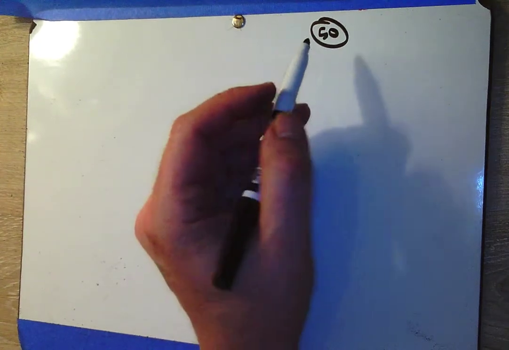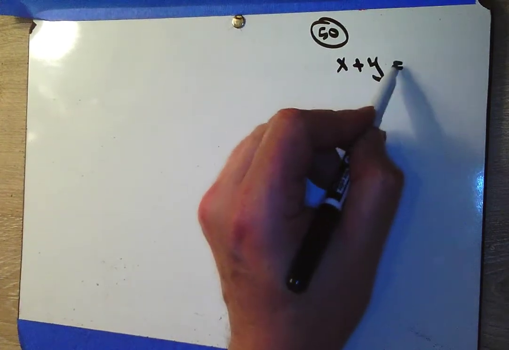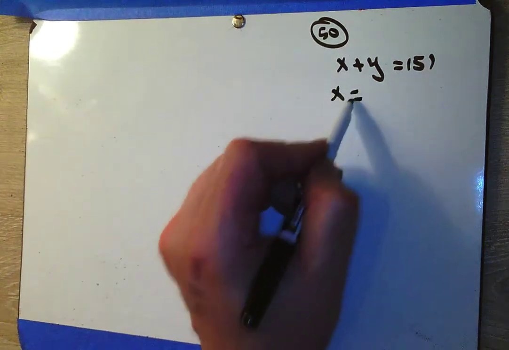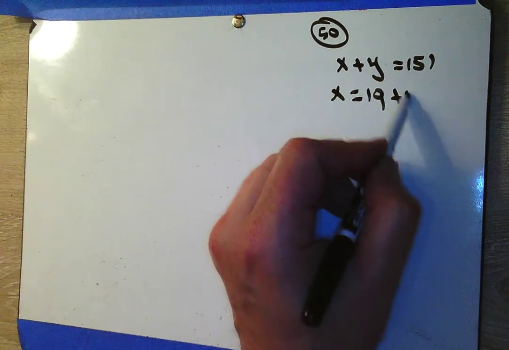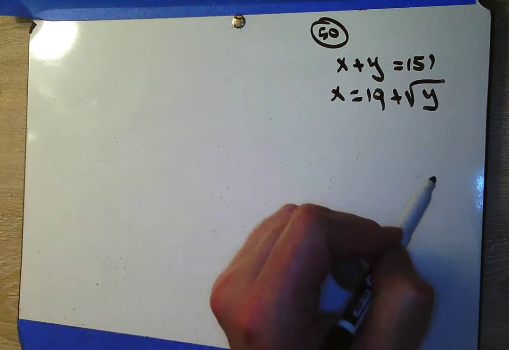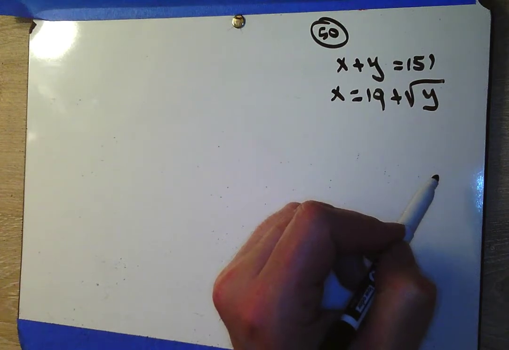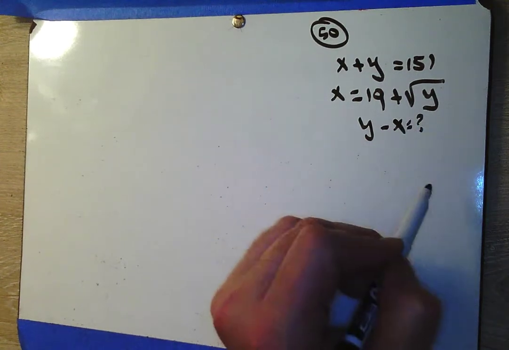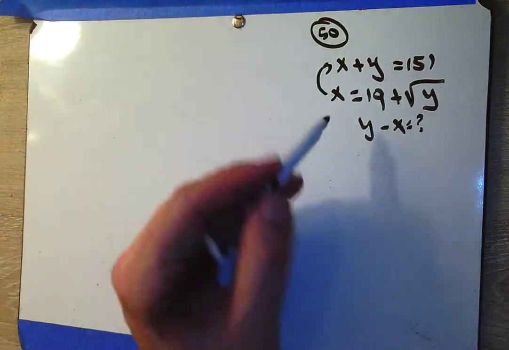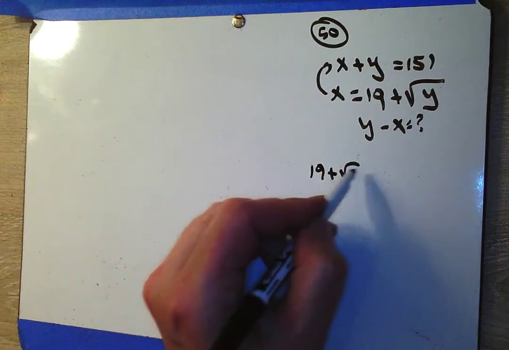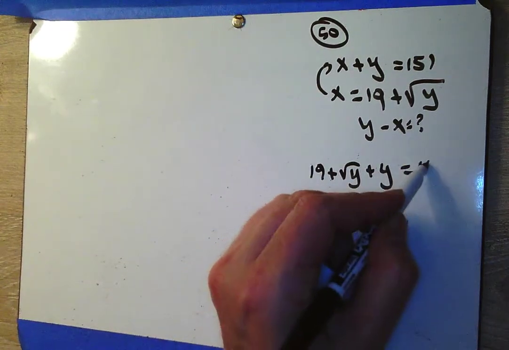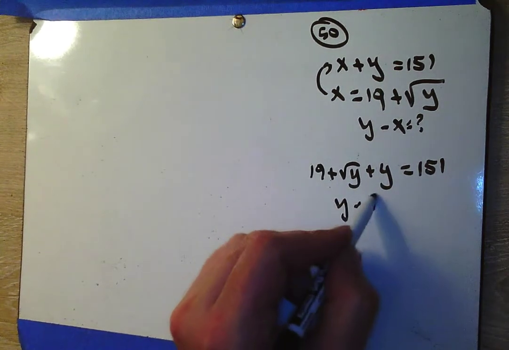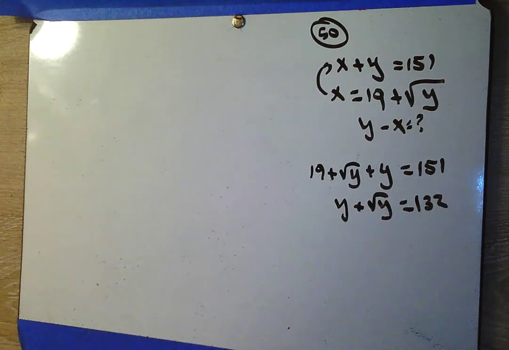The sum of two positive numbers is 151. The lesser number, let's call that x, is 19 more than the square root of the greater number. Okay. And we want to know what's the value of the greater number minus the lesser number. So most people do substitution, and they have 19 plus root y plus y equals 151. And they subtract 19, and they get y plus root y equals 132.